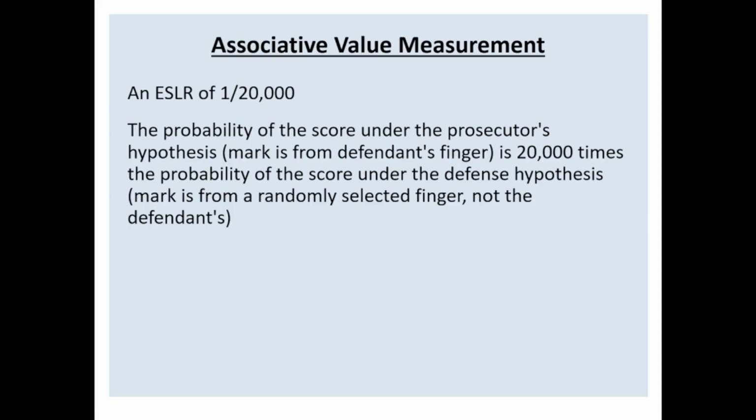So here's at least the way I'm using the language here so that it's at least transparent. An expected score-based likelihood ratio of 1 in 20,000. What does it mean? Well, there's the long version of it. The probability of the score under the prosecutor's hypothesis, the mark is from the defendant's finger, is 20,000 times the probability of the score to the defense hypothesis. The mark is from a randomly selected finger, not the defendant's. Okay, so that's what we're measuring.